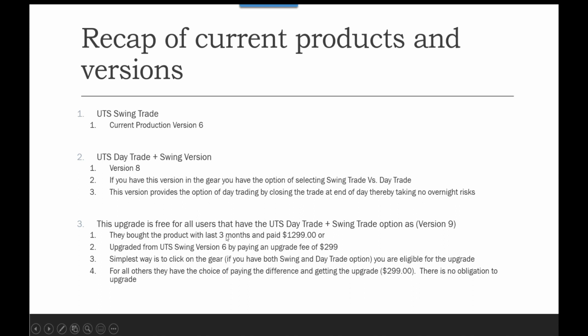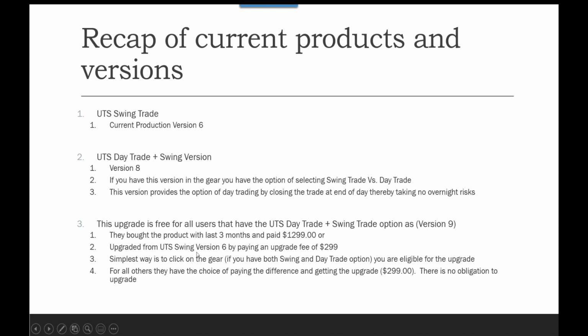So the people that have bought the product in the last 3 months and paid the full price of $12.99 are automatically eligible for the upgrade. And then there's a number of folks who were on version 6 that paid the upgrade fee of $2.99 and upgraded to version 8. They will also get this upgrade at no charge, and I know the list of those people, and I'll send it to them. Now, as I said, the easiest way to determine if you're on version 8 is by going into the gear and seeing if you have both the swing trade and the day trade option, then you're automatically eligible.